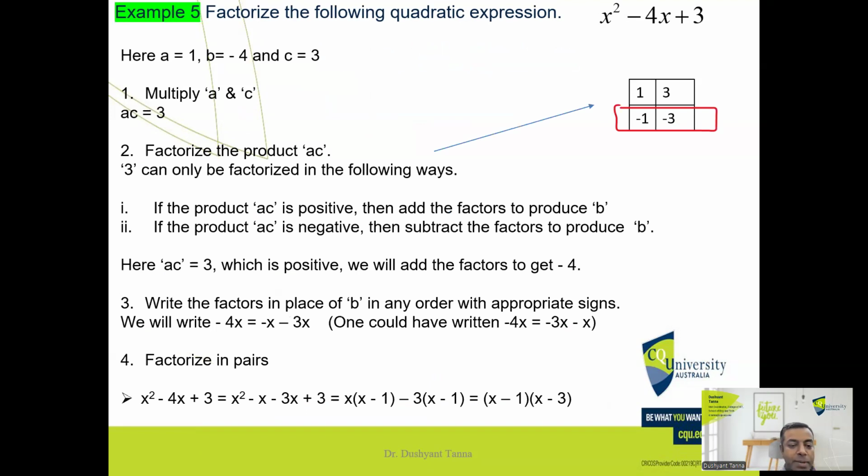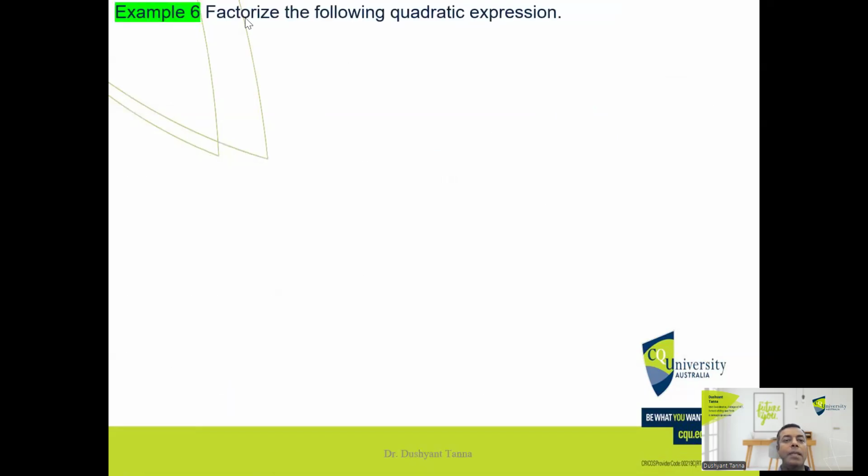So what I was saying, this minus 4x will be written as minus x and minus 3x, and then you make pairs. X common, x minus 1; minus 3 common, x minus 1. Then take x minus 1 common, and you're left with x minus 3. Okay. Factorize the following quadratic expression. Give it a go.